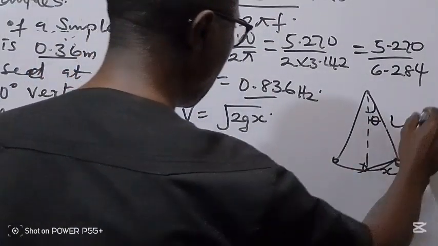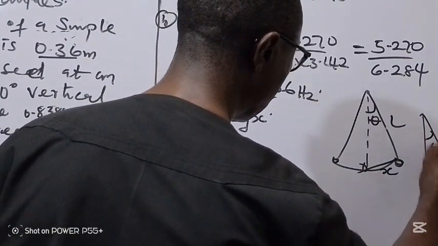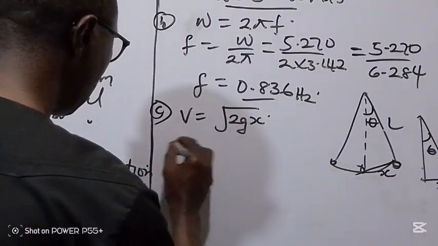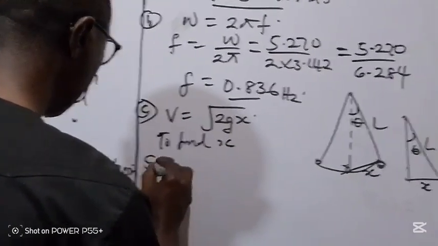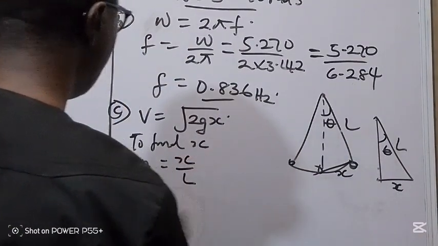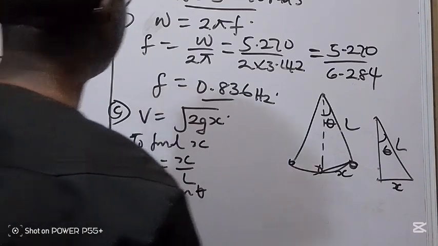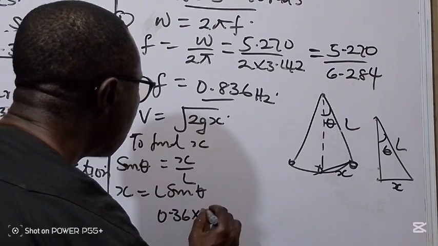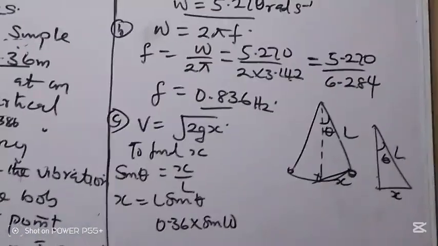So from there, theta is given. That will be sine. To find s, sine theta is equal to s over L. So our s will be equal to L sine theta. And what is given? That is 0.36 multiplied by sine 10. s now is equal to 0.0625, that will be in meters according to the question.